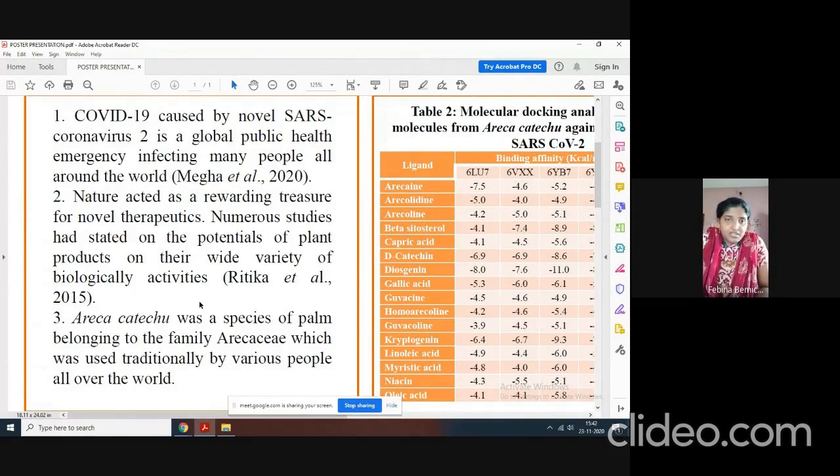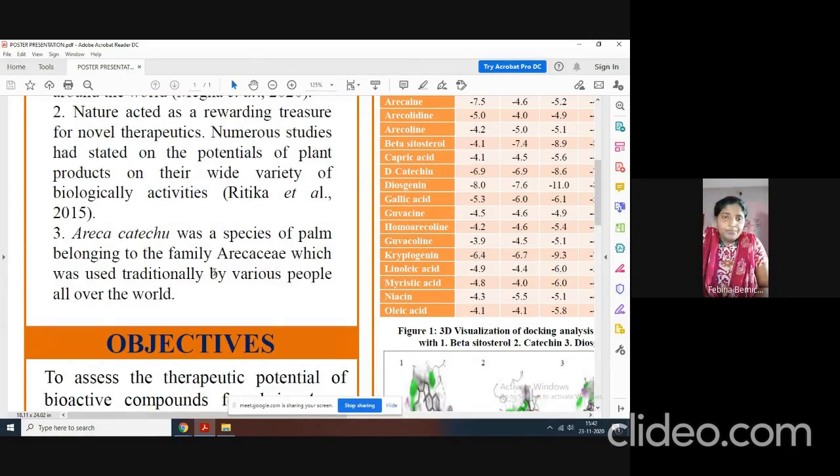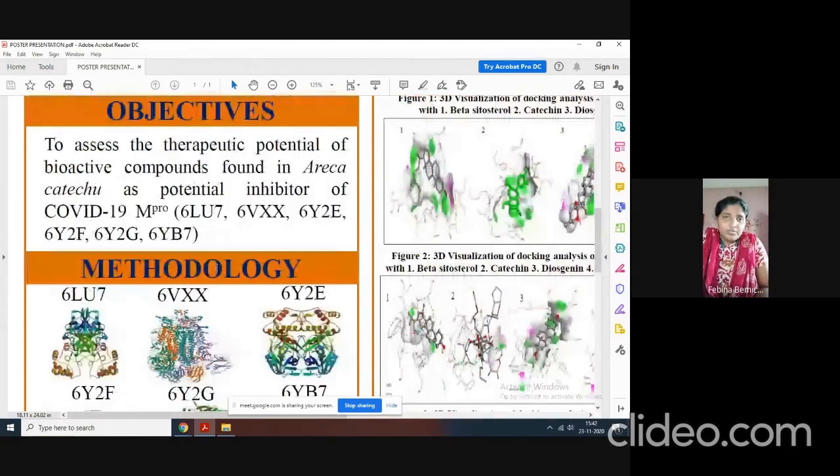In my study, I have selected the Areca catechu plant, which is a palm belonging to the family Arecaceae. It is a well-known plant and it is used traditionally by various people all around the world. The objective of my study was to assess the therapeutic potential of bioactive compounds found in Areca catechu as potential inhibitors of the main protease of COVID-19.